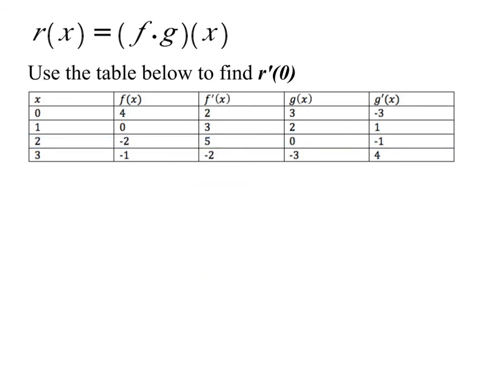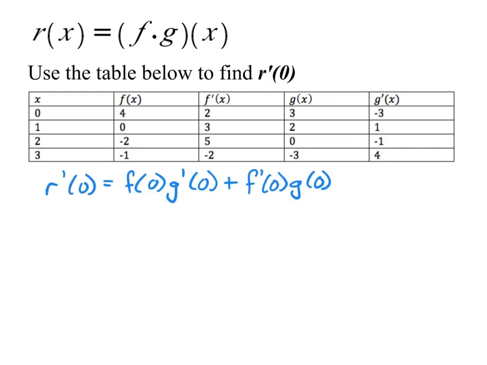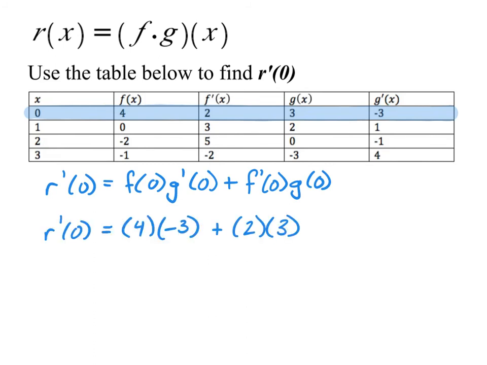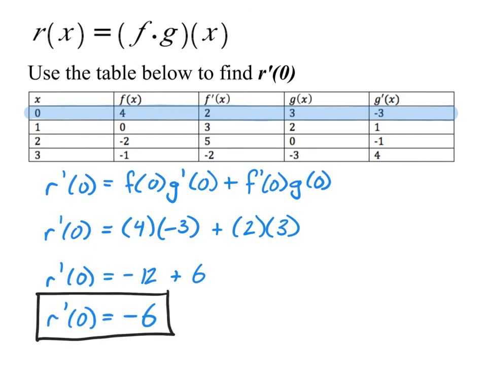So having seen that one done, same table, please now find out what is the value of r prime of 0. Last time it was r prime of 2. Now find r prime of 0. All right, and then when all is said and done, you should have found an answer of negative 6.